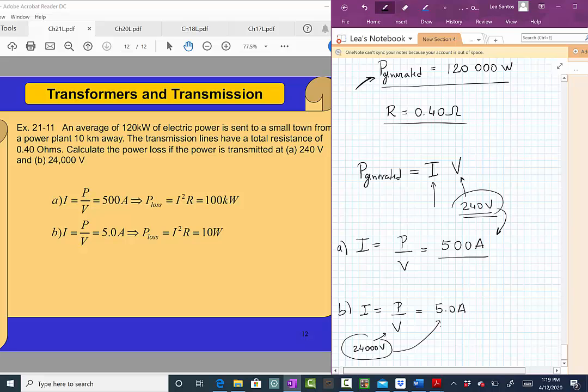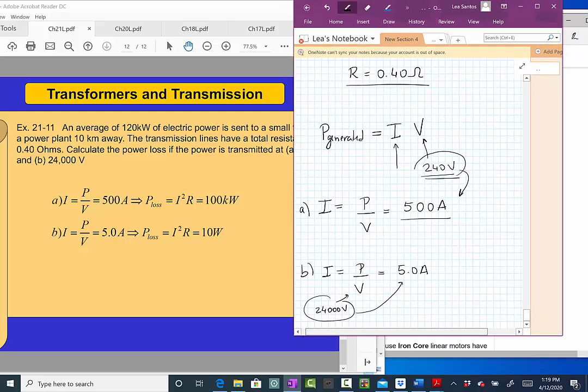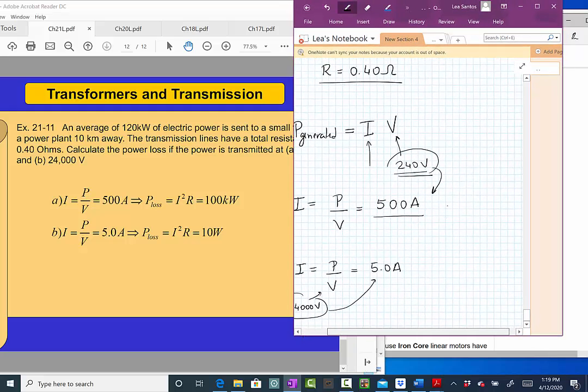How about the losses? How do we get to the loss? We are going to use this equation: the power dissipated, the power that is going to be lost, is equal to I squared multiplied by R. If you use this equation, you will see that for 500 amps, you dissipate a lot, 100,000 watts. But if you use a very large potential difference, so you have this tiny current, the loss is going to be just 10 watts. So that's the importance of having a step up before transmitting.